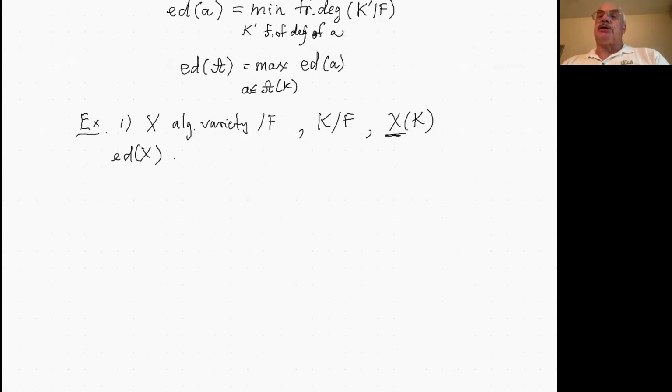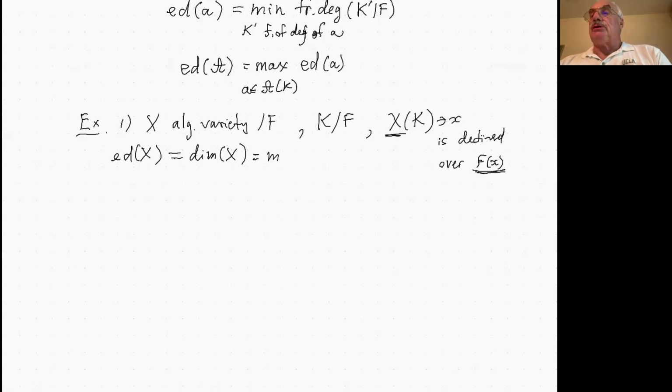So the complexity of the algebraic variety is just its dimension. That is because every point in that set is defined over the residue field of X. And in fact, the residue field is the smallest field over which that point is defined. And then the maximal transcendence degree of such fields, by definition, is exactly the dimension of X. That's the first example.